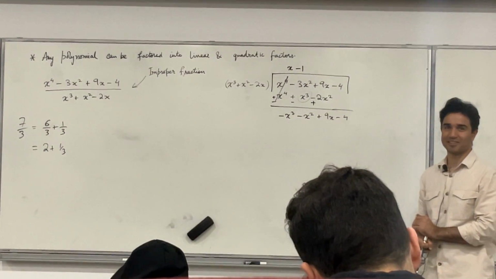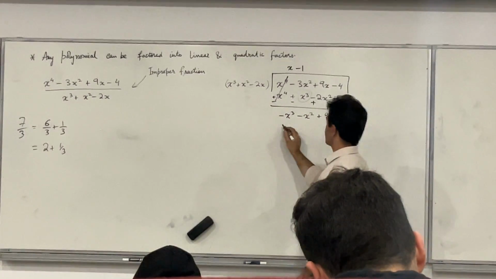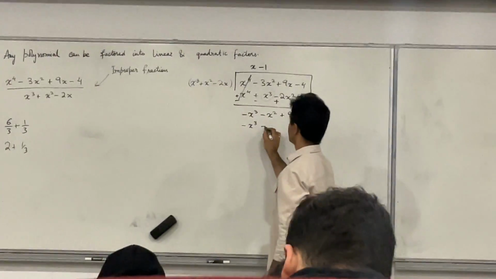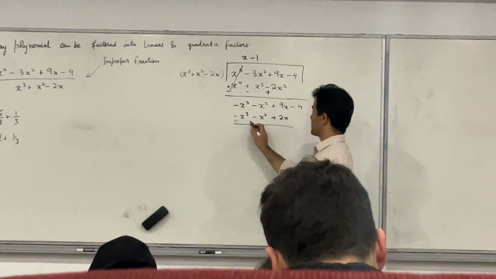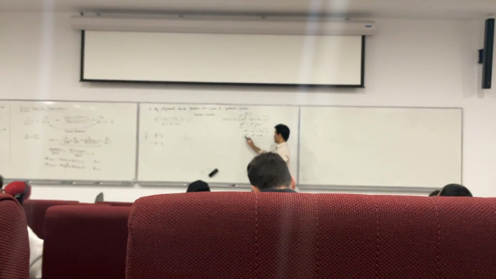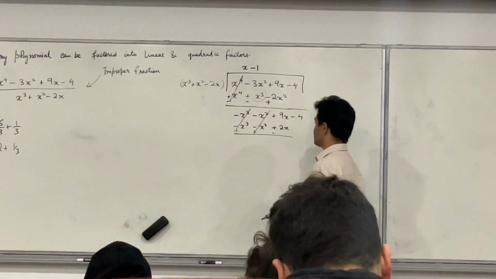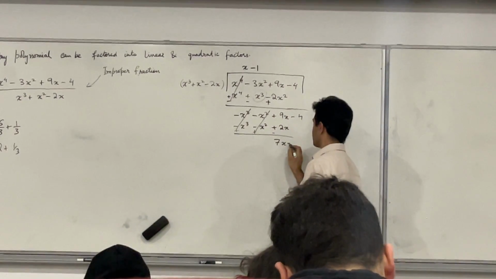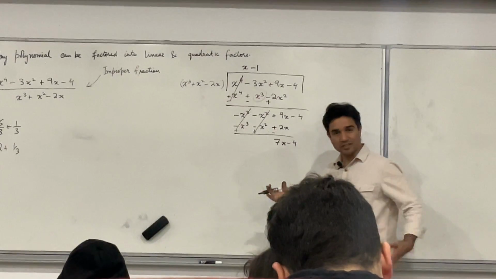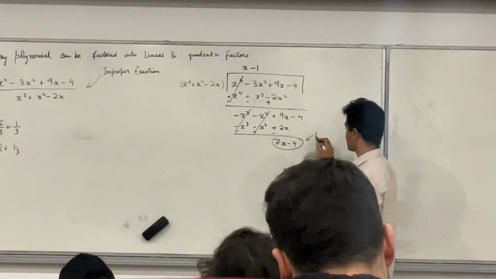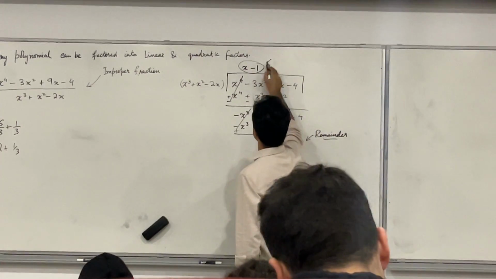Please tell me you are following this, right? We're in college. So what do we get? Minus x cubed minus x squared plus 2x. And now we need to flip the signs. So this becomes a plus, this becomes a plus, this becomes a minus. The minus becomes a plus, the minus becomes a plus, plus becomes a minus. This goes, and so does this. And we're left with 7x minus 4. Now what do I multiply x cubed by to get 7x? Nothing. So this is the remainder, right? And this guy here is the quotient.